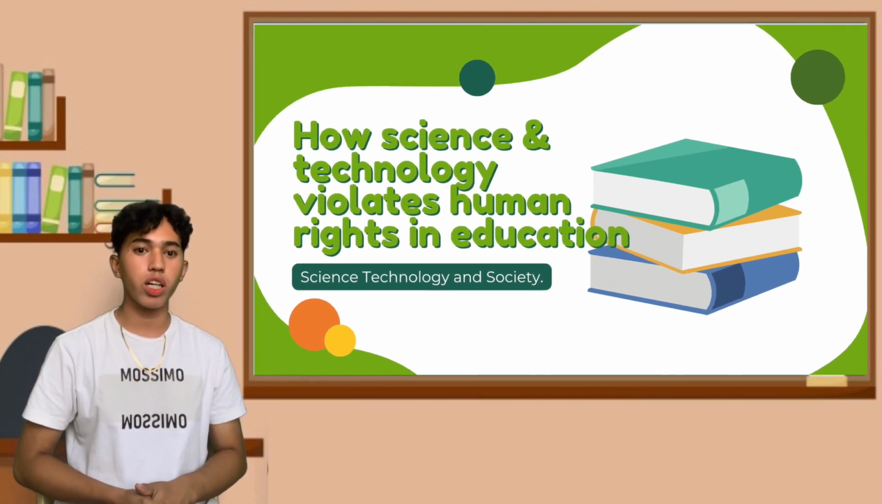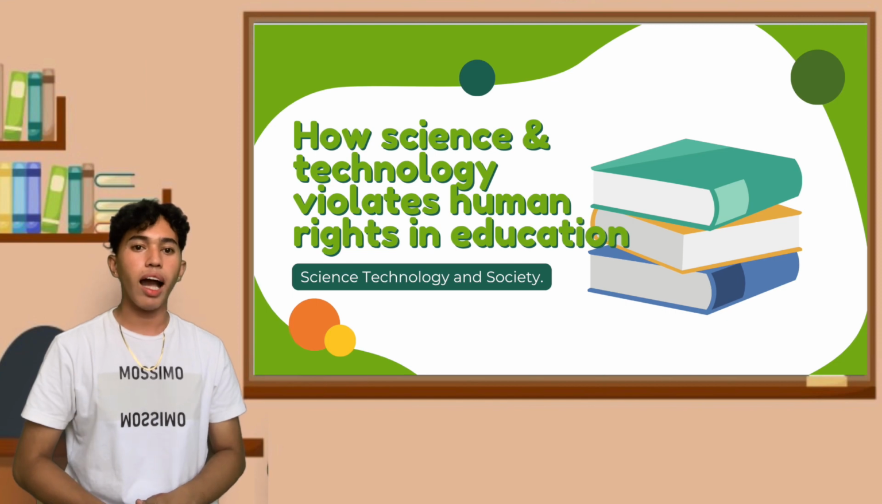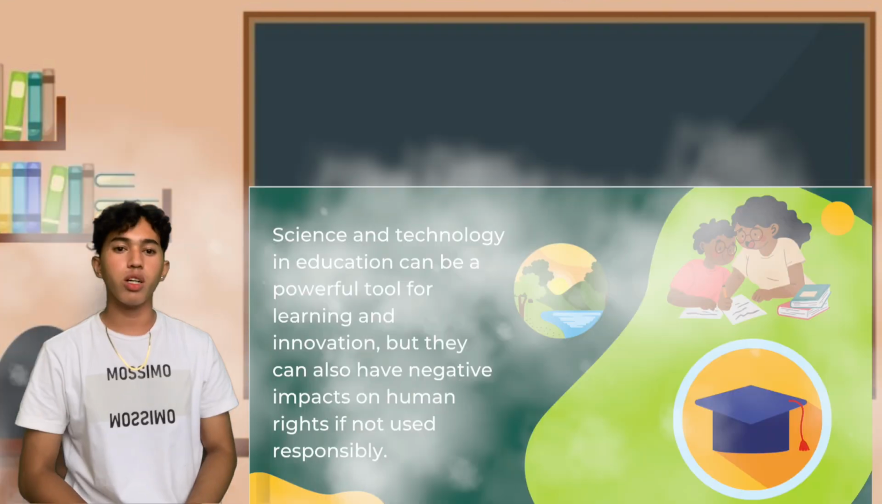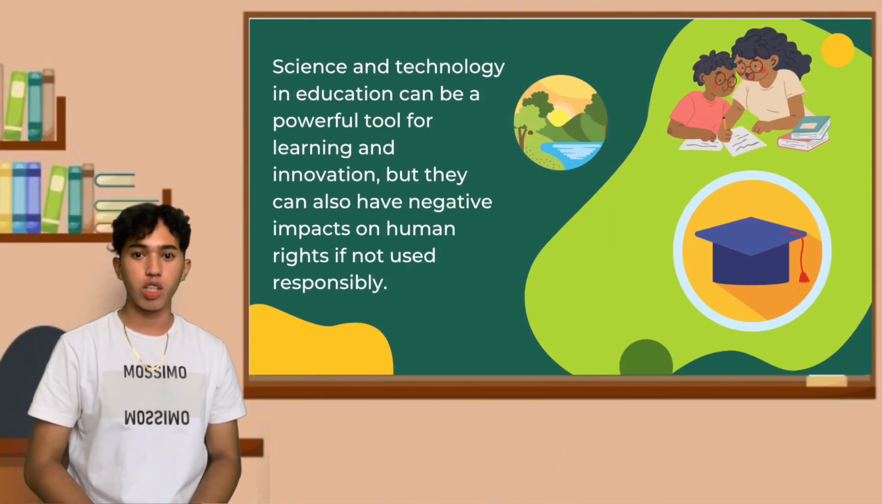We are Group 4 and we will be tackling how science and technology violate human rights in education. Science and technology in education can be a powerful tool for learning and innovation, but can also have negative impacts on human rights if not used responsibly.